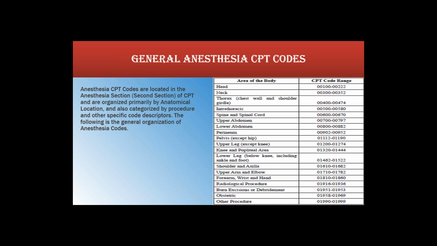The radiological procedures would be referenced over at 01916 to 01936. Burn excisions or debridements would be 01951 to 01953. Obstetric would be referenced over to 01958 to 01969. And there may be other procedures that would have to be referenced to 01990 to 01999.